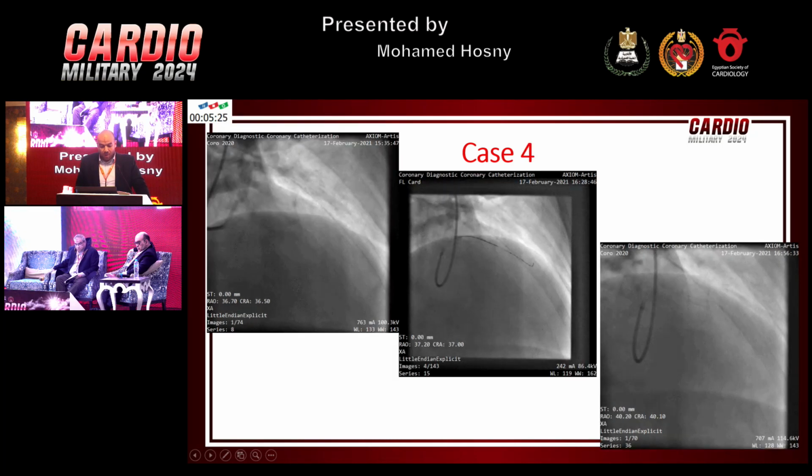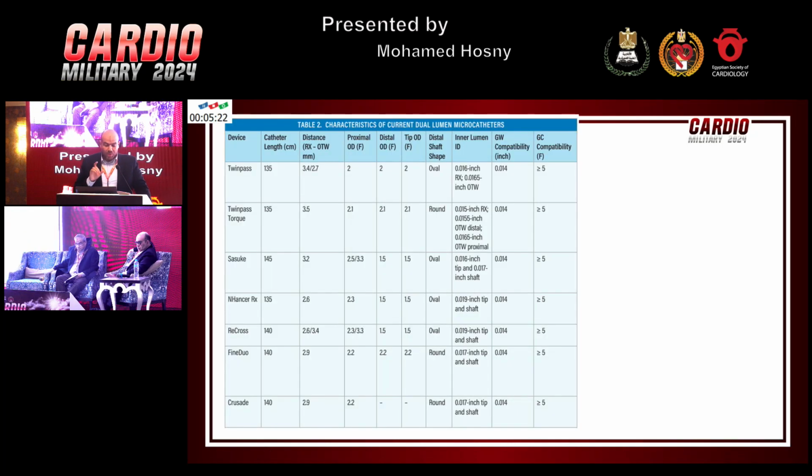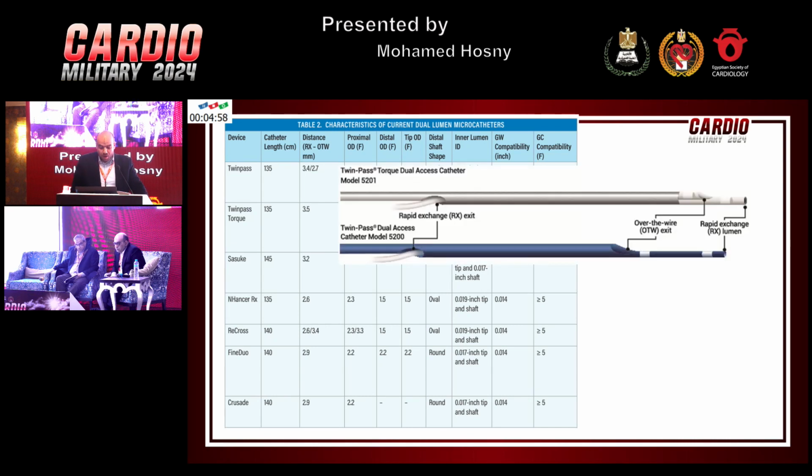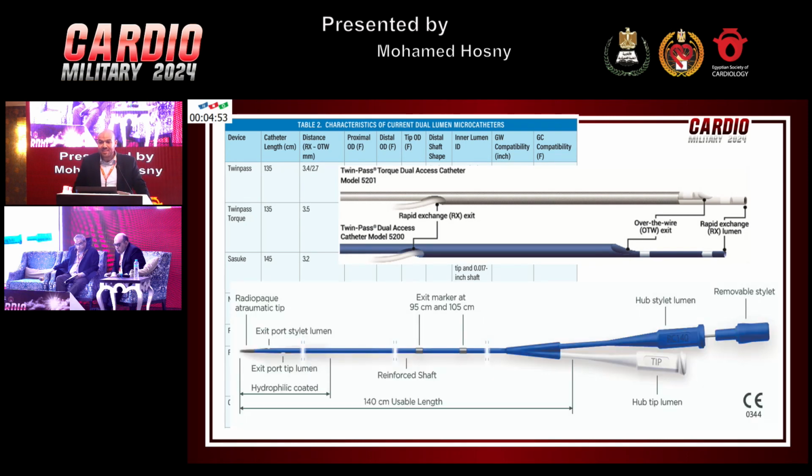Regarding the dual lumen microcatheters, we have a lot of types, and the longest one is the Suzuki one, 145 centimeters, and the lowest profile is the Enhancer RX. This is the lowest profile for this guiding. The tip of the microcatheter has different shapes, maybe oval and maybe rounded. I want to say that all have the same design except the Recross microcatheter. The Recross microcatheter has two lumens, both of them with over-the-wire design.